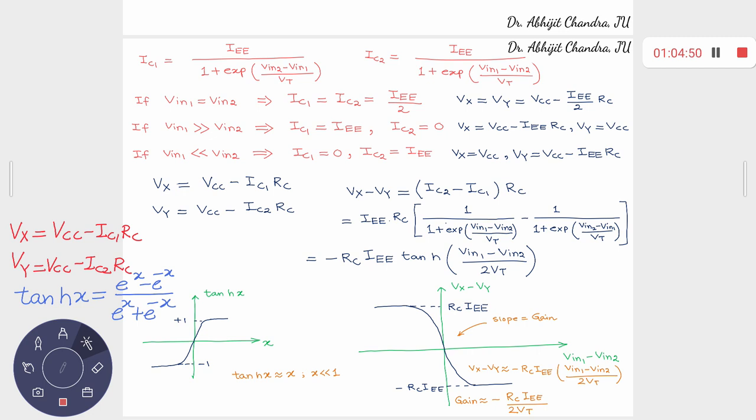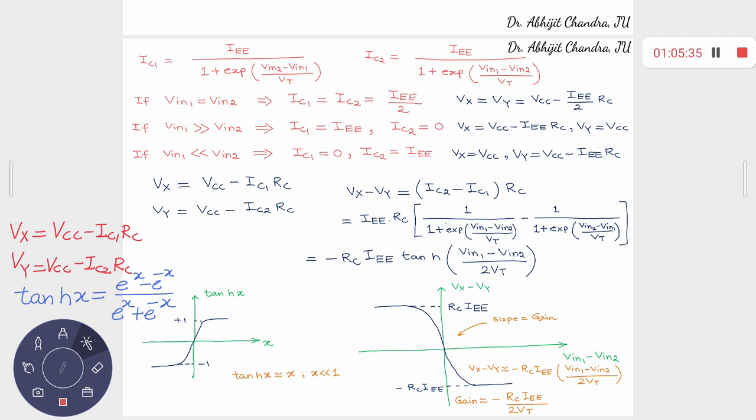If this condition holds good, then I can imbibe the concept already discussed in the last unit. It is a small signal when V1 minus V2 is much much less than 2Vt. Then only the notion of small signal is valid, and then only can I apply the notion of an amplifier. Now, if the x in tan hyperbolic x is much much less than unity, I can approximate it.